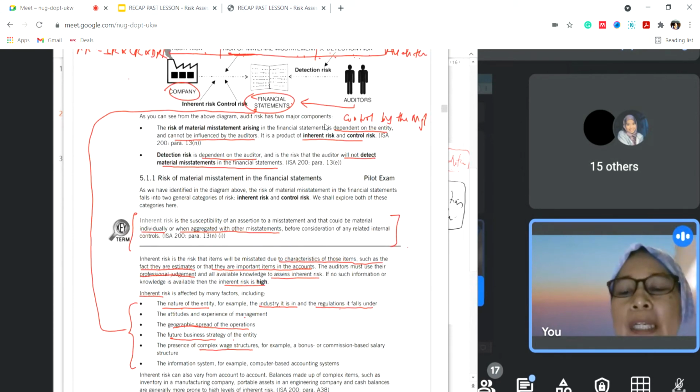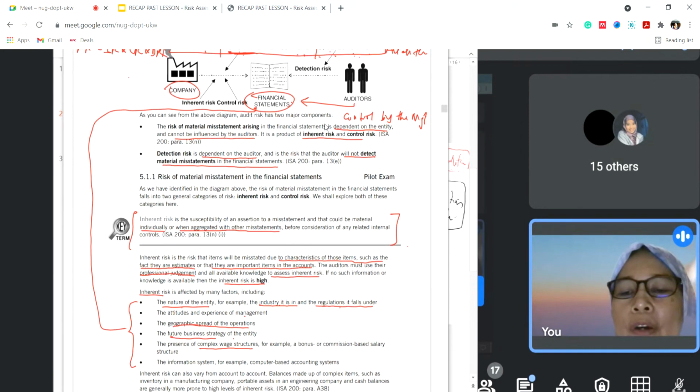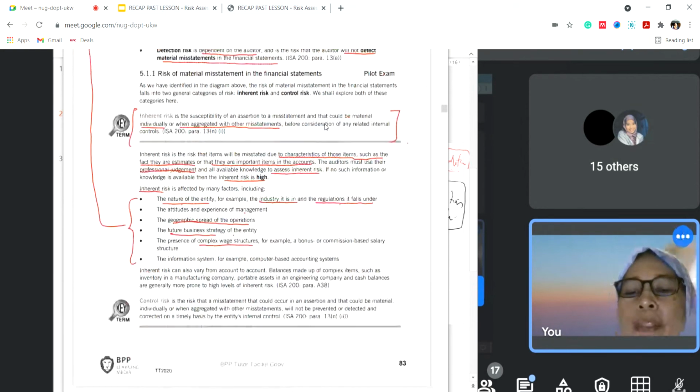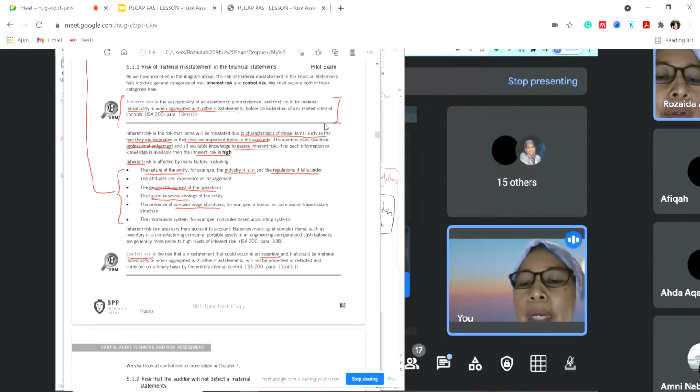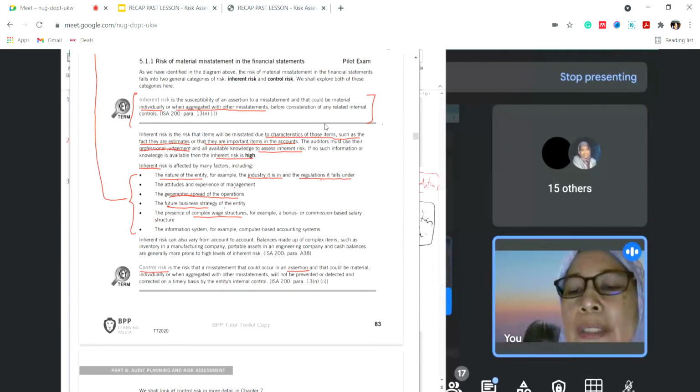Okay, it affects the preparation of the financial statement. Another risk here is control risk, where it also comes from the management. Control risk is the risk that a misstatement that occurs at assertion, at the preparation of financial statement, could be material individually or when aggregated. I have not explained to you yet what is individual or aggregate just now.